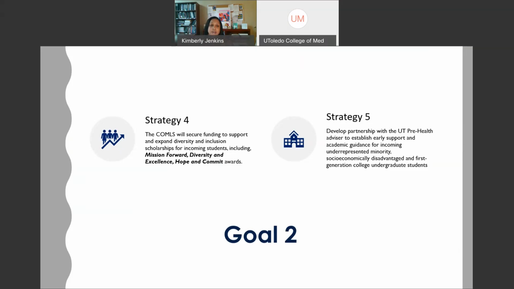And in this next cycle in 2021, we will be significantly increasing the number of scholarships and the amounts that we'll be able to offer our incoming students, which will be helpful. We're also developing partnerships with our UT pre-health advisors so that we can have some earlier support and academic guidance for students who are coming in as freshmen from these certain groups as well, so that we're able to intervene and give some mentoring guidance before they're actually at the point of applying for medical school during their junior and senior years.